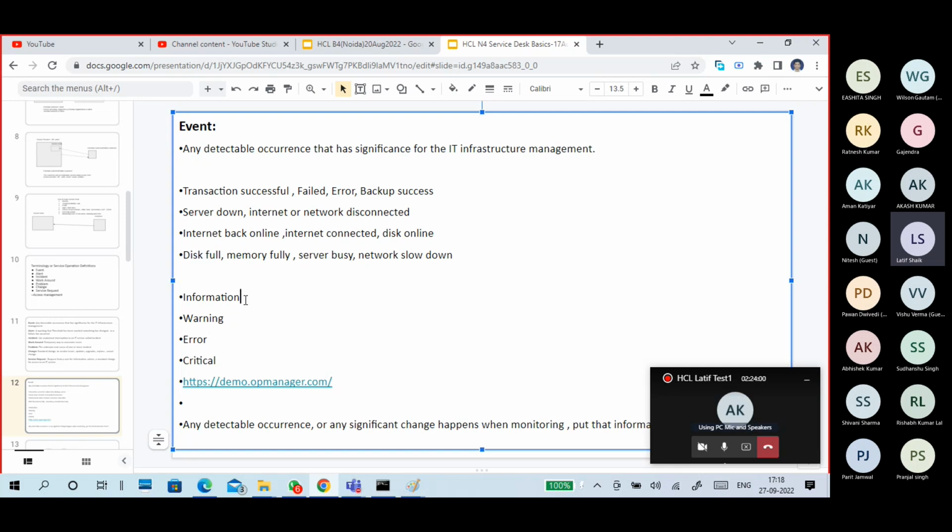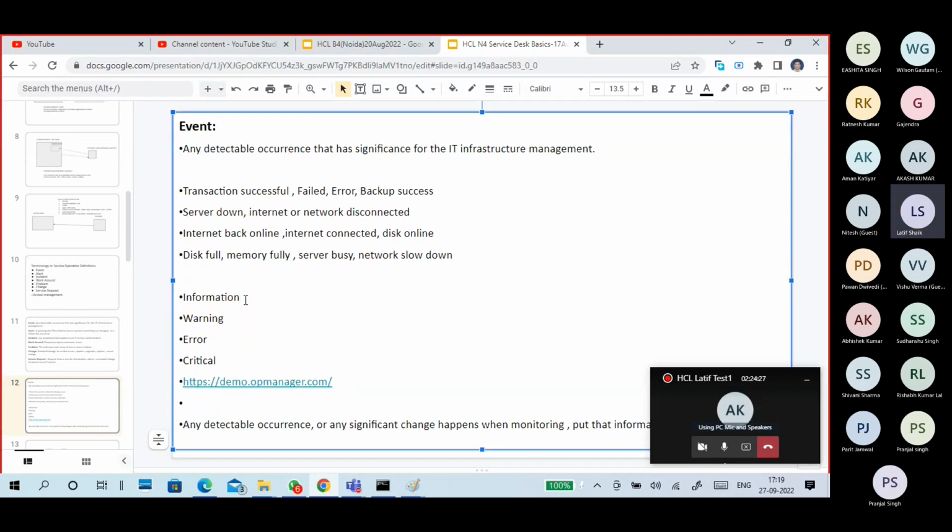Information is mostly a successful event: connected, backup successful. These are informations. Warning is like your backup disk is full, or your network is busy. Not network is disconnected, it is network is busy. Your disk is full, or memory almost full. Server busy, application loading taking time like that, or maybe the number of collisions are high at a time.